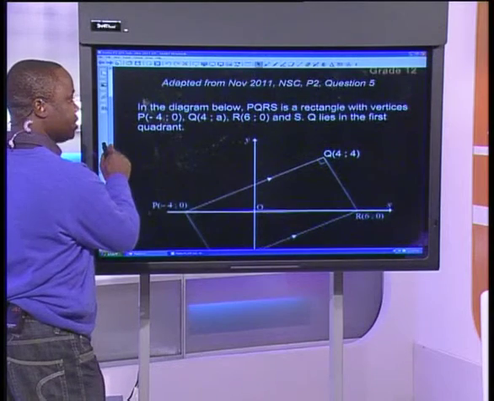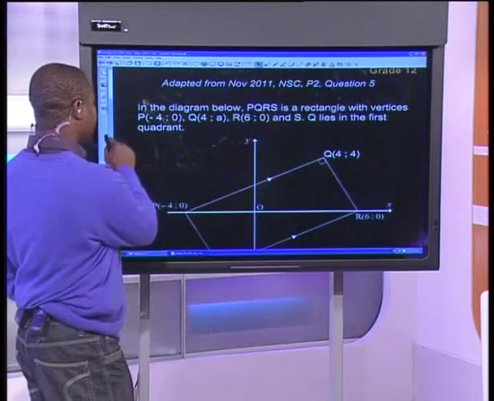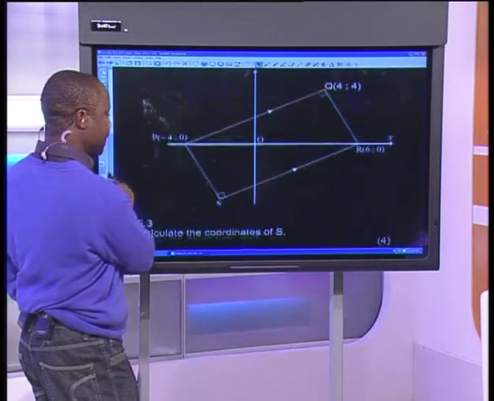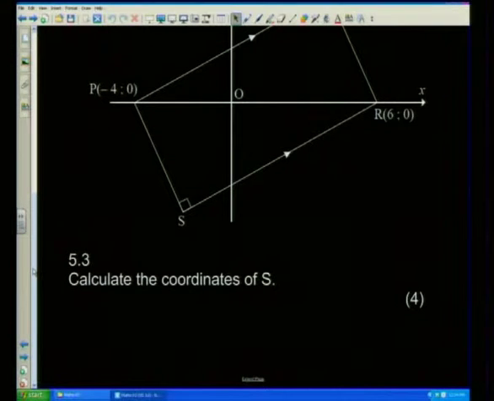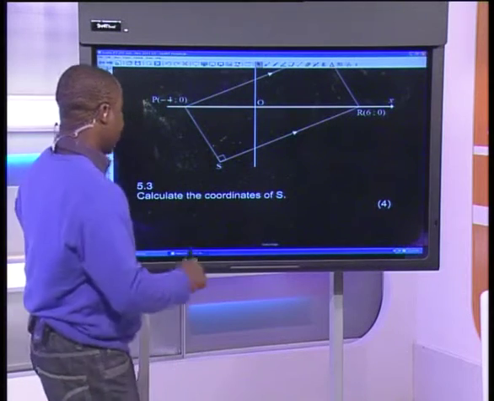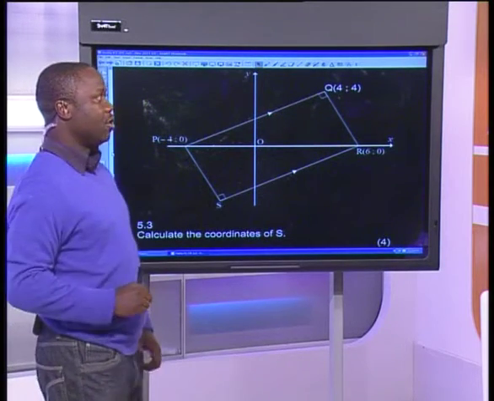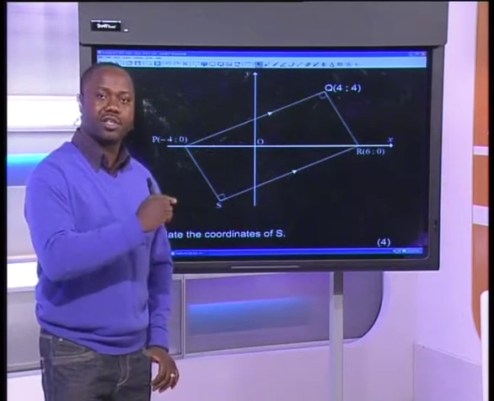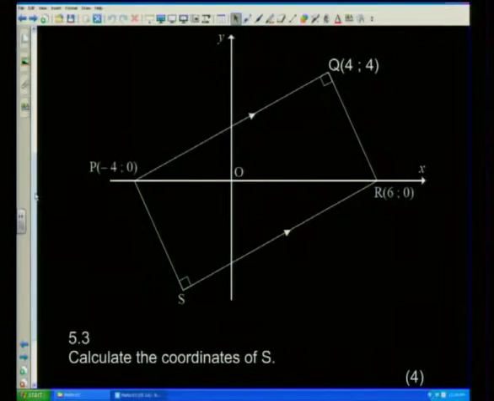Okay, I'm going to proceed with the same question that we had. There were a few questions under that. And the question I'm going to do now says, calculate the coordinates of S. Because S was the only vertex on that rectangle that did not have coordinates. And I have put in already the value of A which you obtained in the previous questions at point Q. You'll see I've put in 4 and 4 as the coordinates there. Now, how are we going to find the coordinate of S?